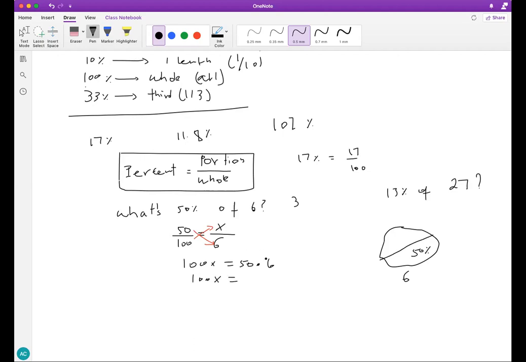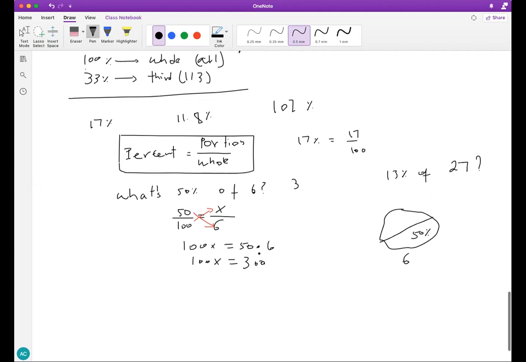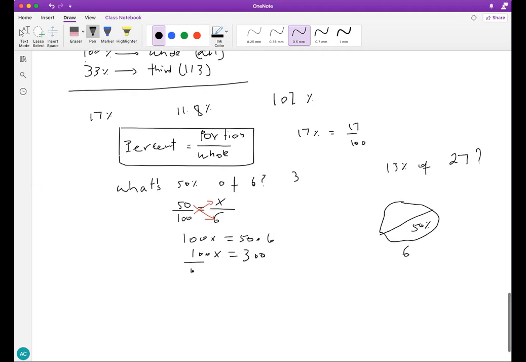This says 5 times 6 is 30. Then add a 0 to it, 300. And then to get the x, divide by 100. Divide by 100. So x is, what's 300 divided by 100? 3. If we cancel these two zeros, 3 over 1 is 3. That's the answer we talked about earlier. It was easy because it was convenient, just half, no problem. So this is the way you do it.